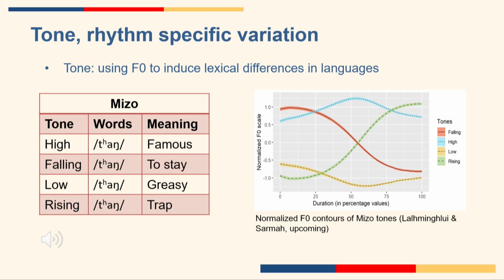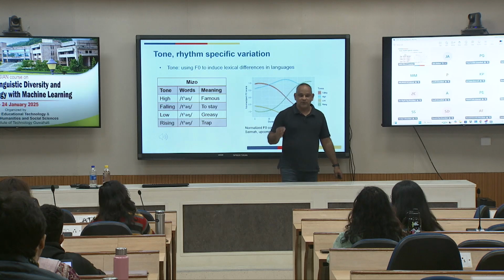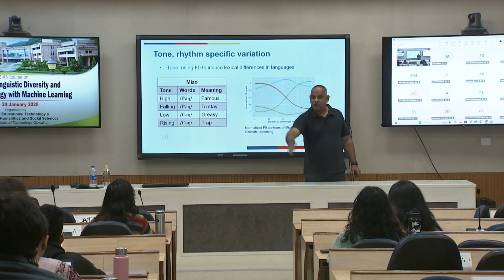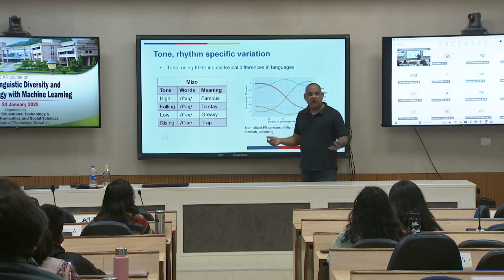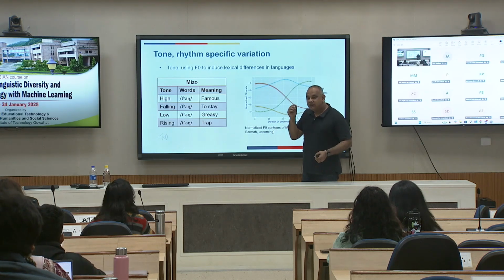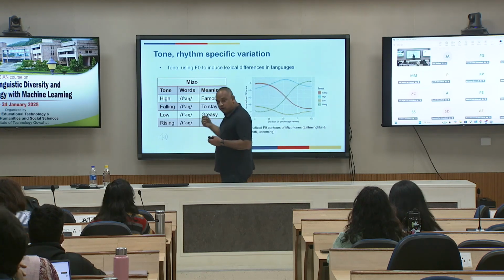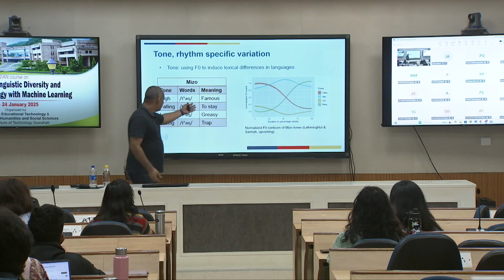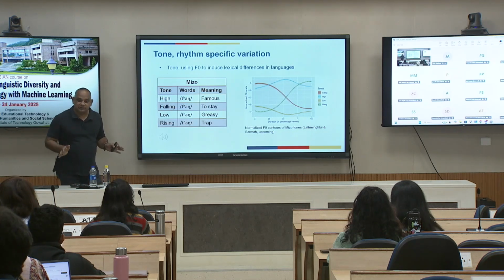When a Mizo speaker probably hears these tones, he or she hears them in two different ways. One, what is the height of the tone? And second, where is the tone going? Is it going up, going down, going low and high? How is it going? And based on that, the Mizo speaker makes a decision whether it's a high tone or a falling tone.